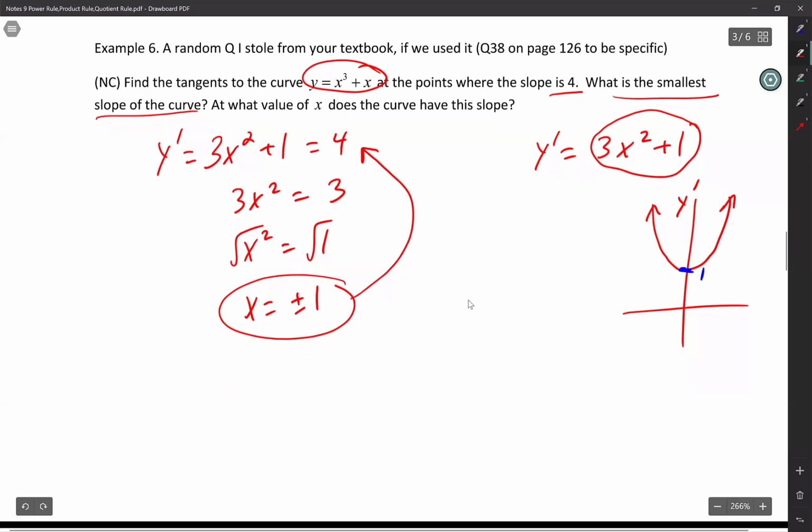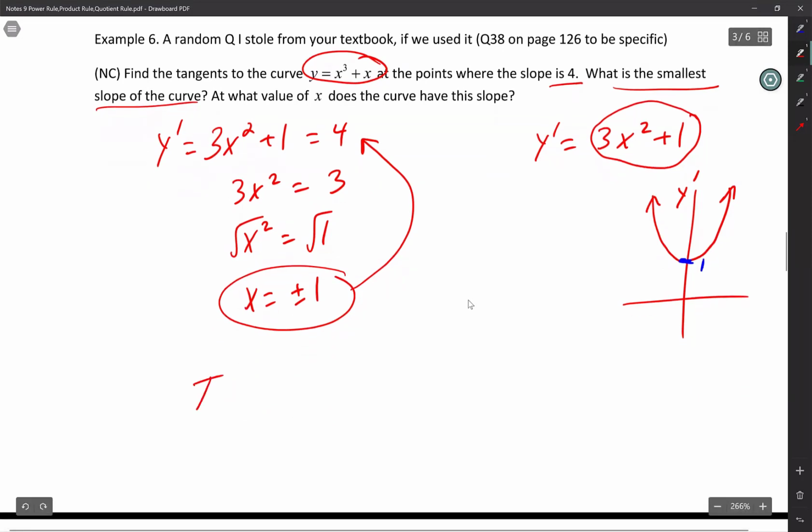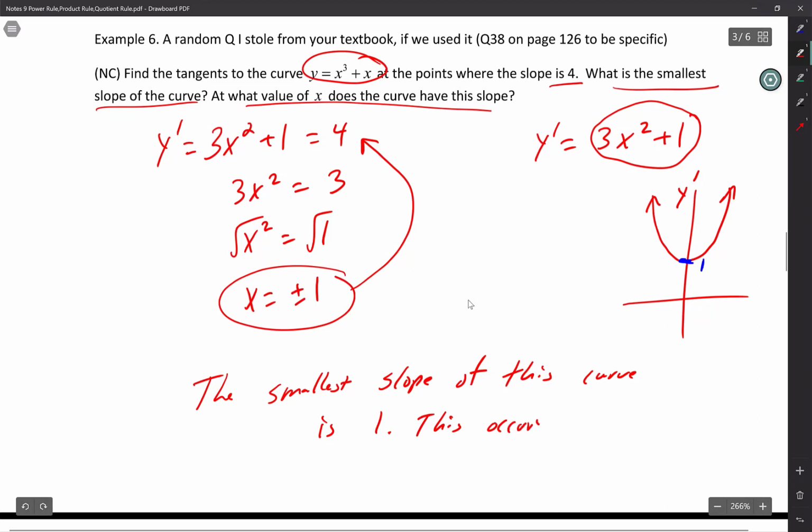All right, so here we go. I've got to answer the question, so I'm going to say the smallest slope of this curve is 1. If they want to know at what value of x the curve has this slope, oh, they do. They want to know this occurs at x equals 0. There it is.